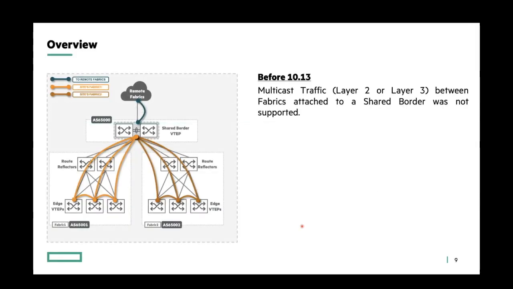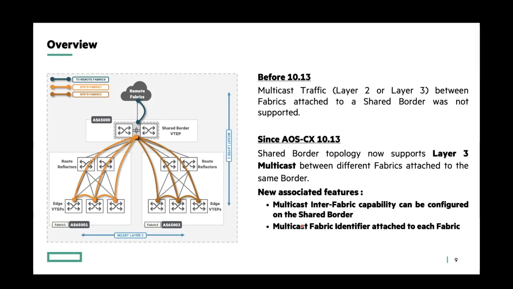Okay, so the second update is about the support of layer 3 multicast routing between fabrics attached to a shared border. Before AOS-CX 10.13, multicast was not supported at all with the child border topology, neither layer 2 nor layer 3. So with AOS-CX 10.13, we now support the layer 3 multicast traffic between fabrics attached to the same border.